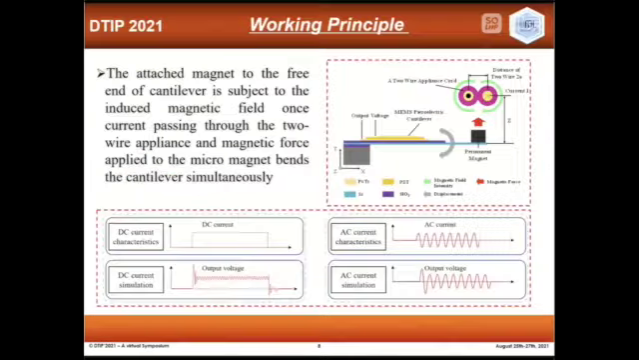Section 2, Working Principle. The working principle of the cantilever current sensor is shown in the figure. The cantilever is fixed with a piezoelectric film and the end is fixed with a magnet. When the wire is energized, a magnetic field is generated. The magnet is forced to vibrate the cantilever, and the piezoelectric film outputs a voltage signal.